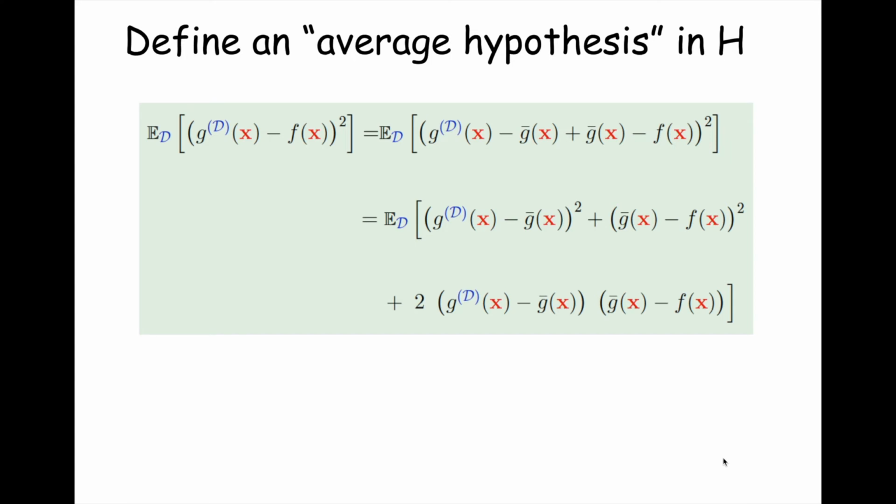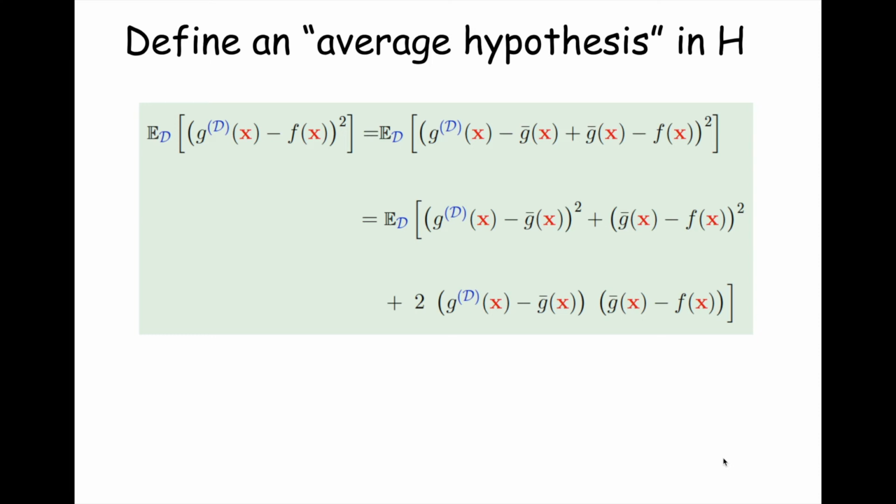Okay, well, one way of adding 0 is to add g bar and subtract g bar. It doesn't change the value. So now that we add g bar and subtract g bar, I'm going to group together the first two terms, g superscript D of x minus g bar of x, and I'm going to group together the third and the fourth term, g bar of x minus f of x. That has not changed the value of the expression. All I've done is associate the first two terms and the second two terms in their addition and subtraction. Does that make sense?